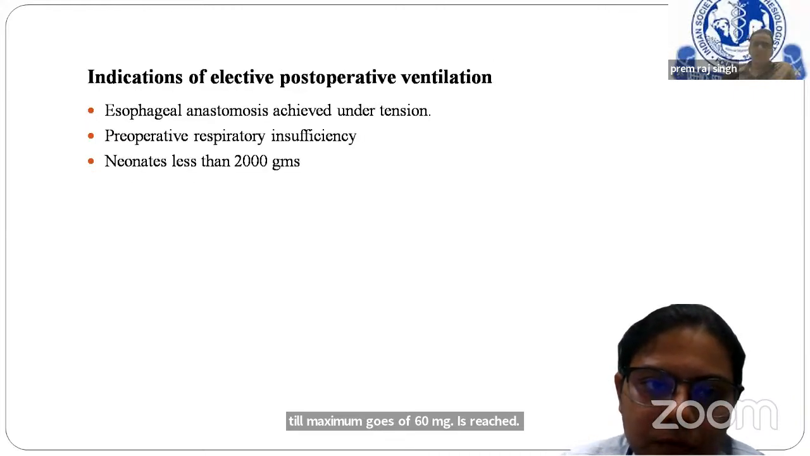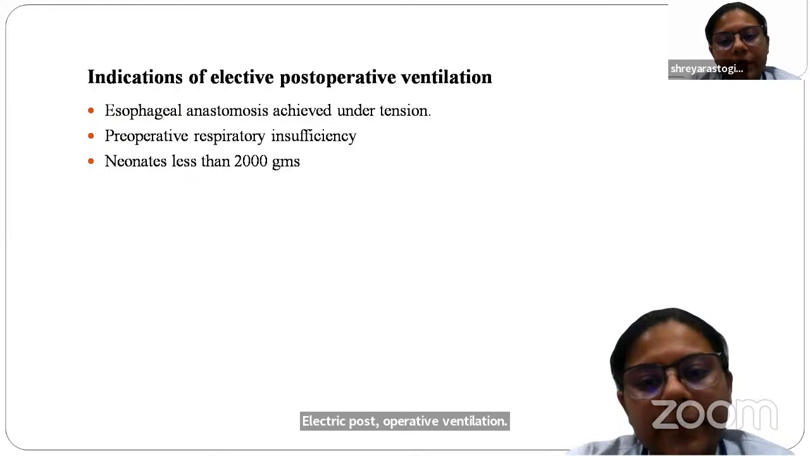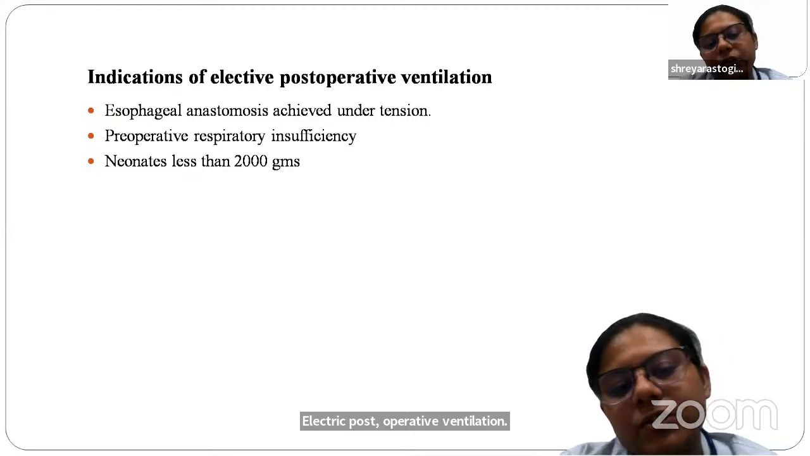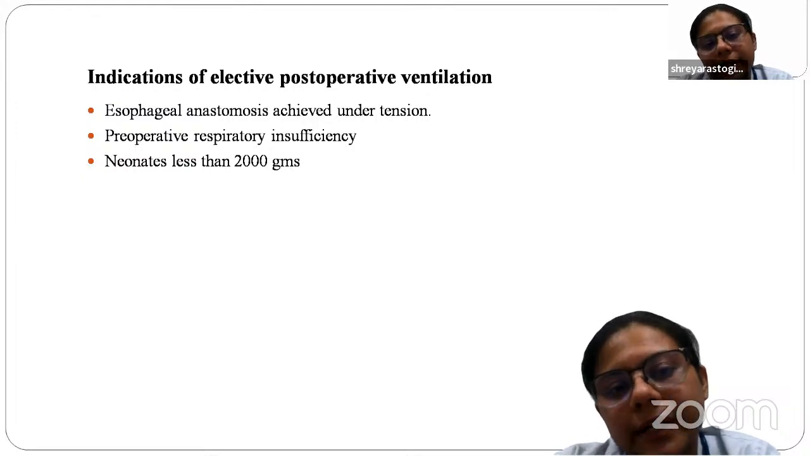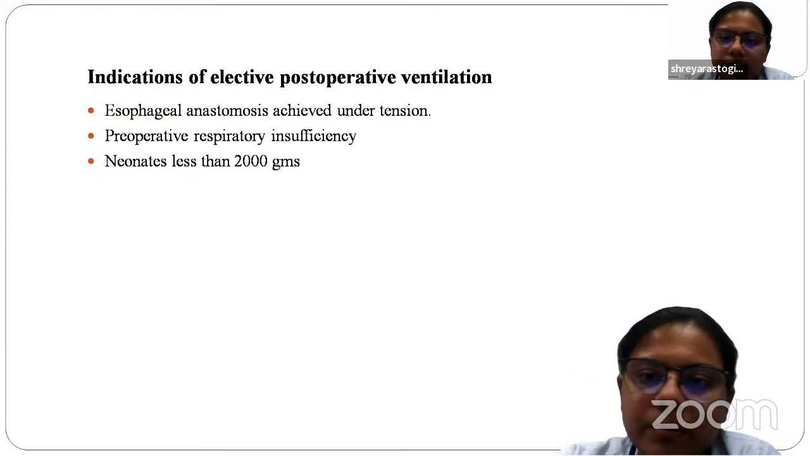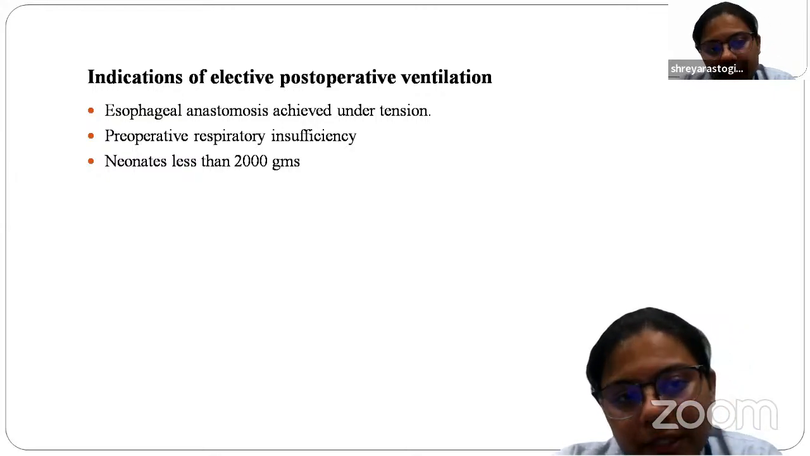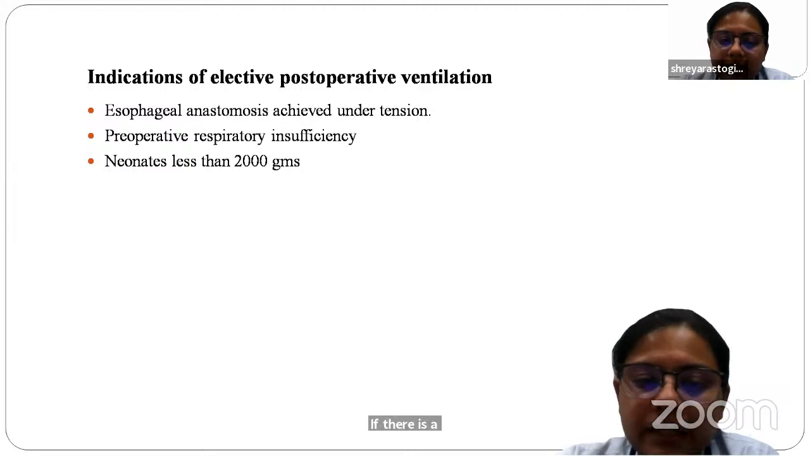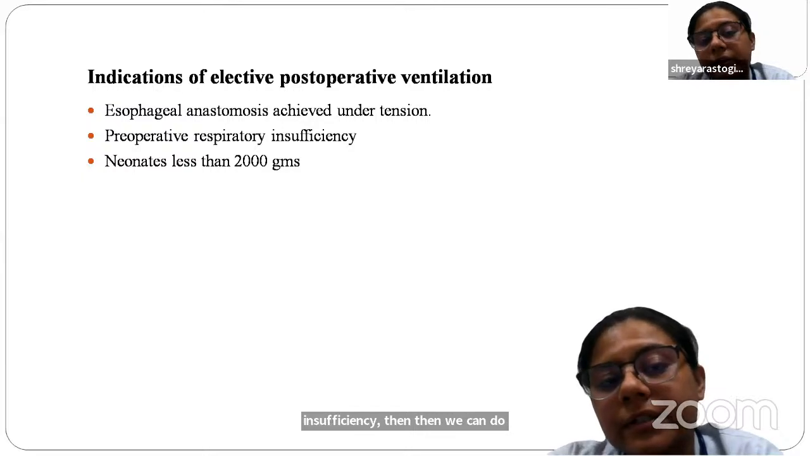Then what are the indications of elective post-operative ventilation? Sir, an indication of elective postoperative ventilation from the surgical side is if esophageal anastomosis has been achieved under tension. This is one surgical indication of maintaining post-op ventilation. In such a case, the child has to be ventilated for 3 to 5 days electively, maintaining minimum peak inspiratory pressure. If there is a preoperative respiratory insufficiency, then we can do it. Neonates less than 2,000 grams should also be electively ventilated, sir.